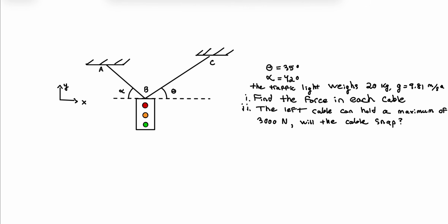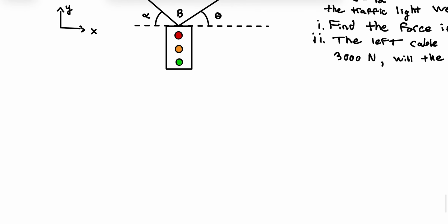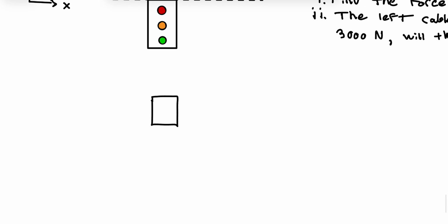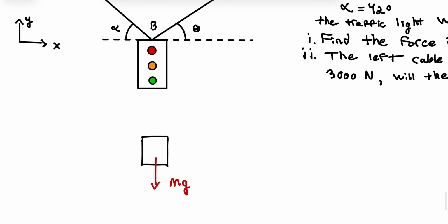the weight or not. We start this problem by drawing a free body diagram of all of the forces acting on the traffic light. First is weight, which acts straight down in the negative y direction. I'll denote this as mg. The other two forces are the forces from each cable, so force BA and force BC.